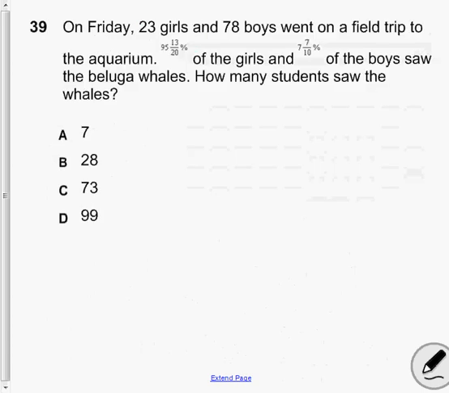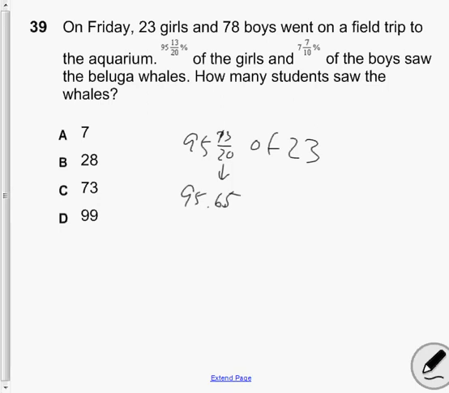Question 39. On Friday, 23 girls and 78 boys went on a field trip to the aquarium. 95 and 13/20% of the girls and 7 and 7/10% of the boys saw the beluga whales. How many students saw the beluga whales? So we're first going to find 95 and 13/20% of 23.